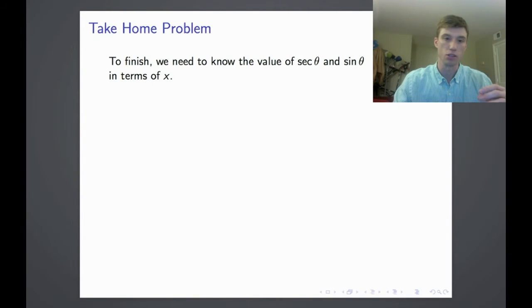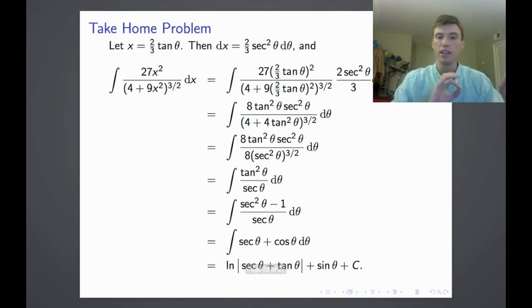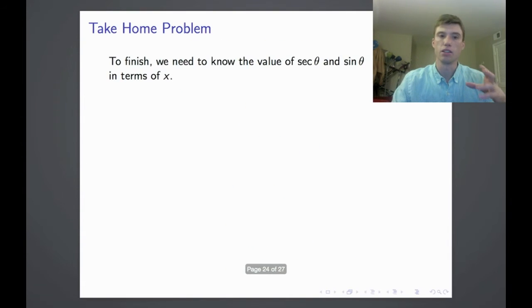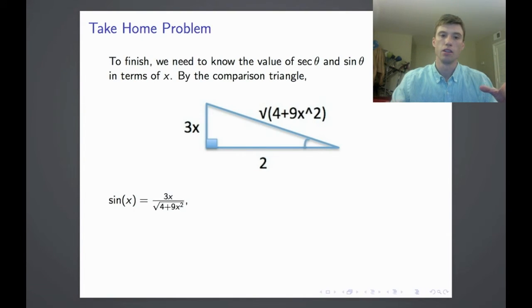What remains is to take the antiderivative we have found. Let me scroll back real quick. We found the antiderivative in terms of theta. We know tangent of theta is equal to 3x over 2, but we don't know what secant theta or sine theta is. We need to build a comparison triangle to find the values of secant theta and sine theta in terms of x. So what was the defining relation?